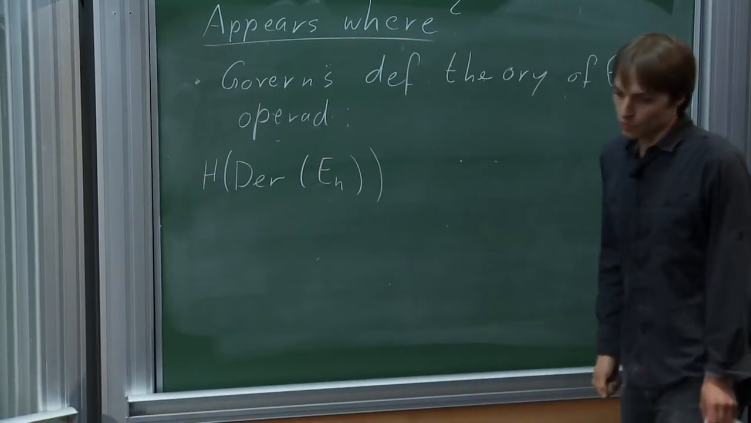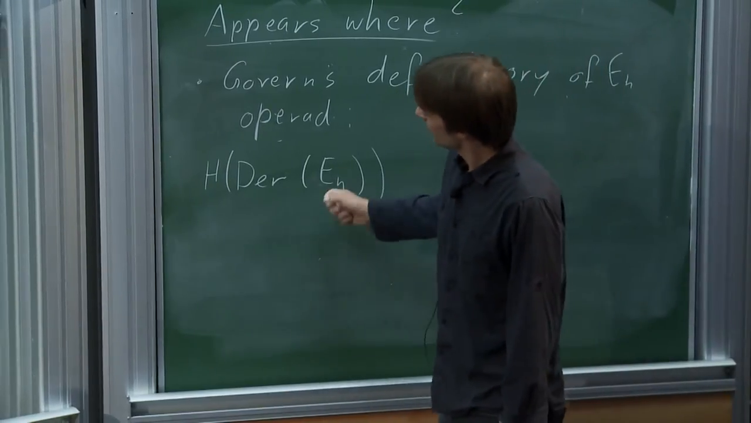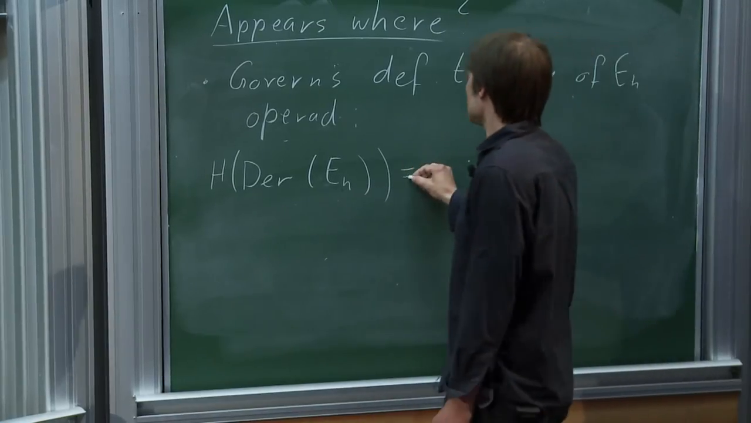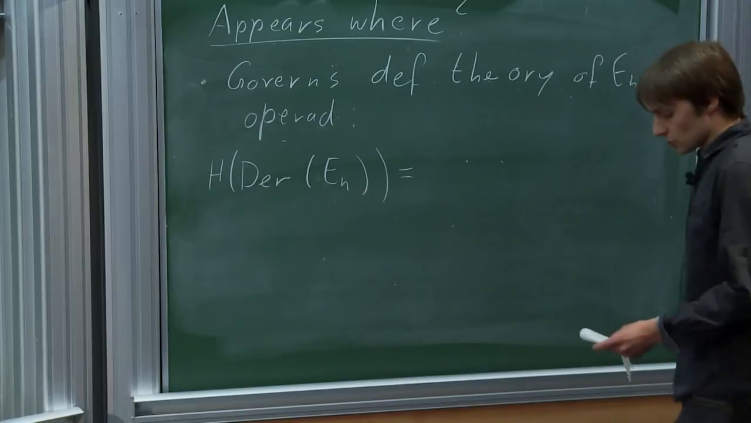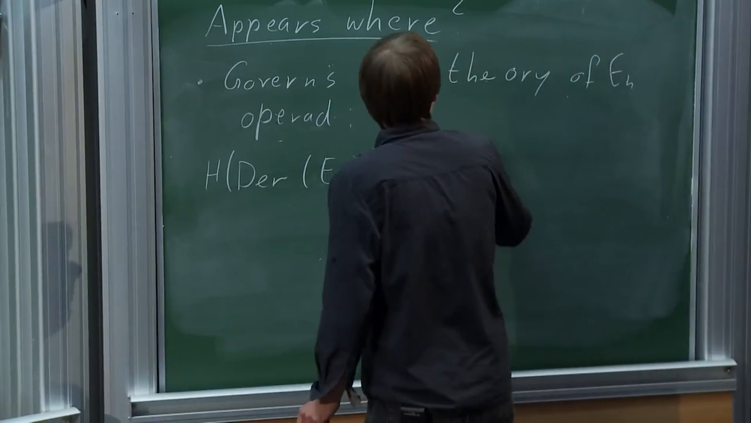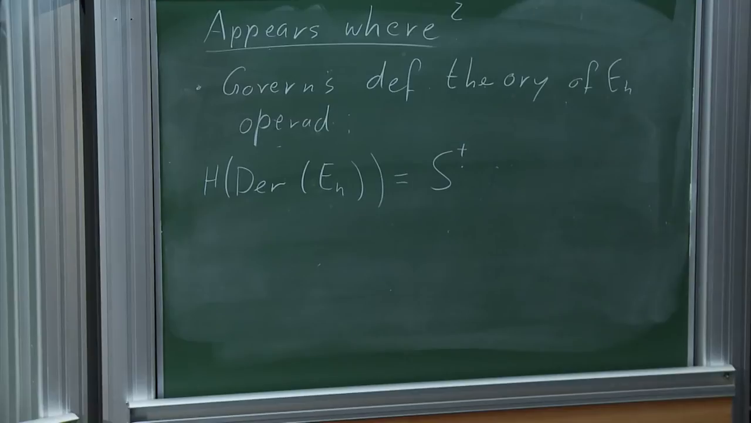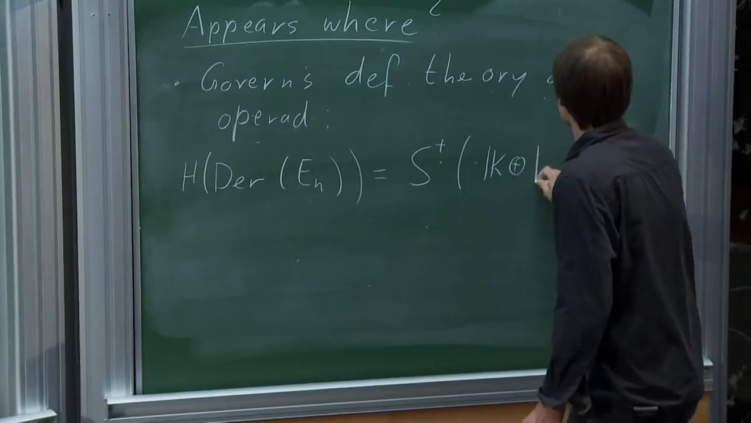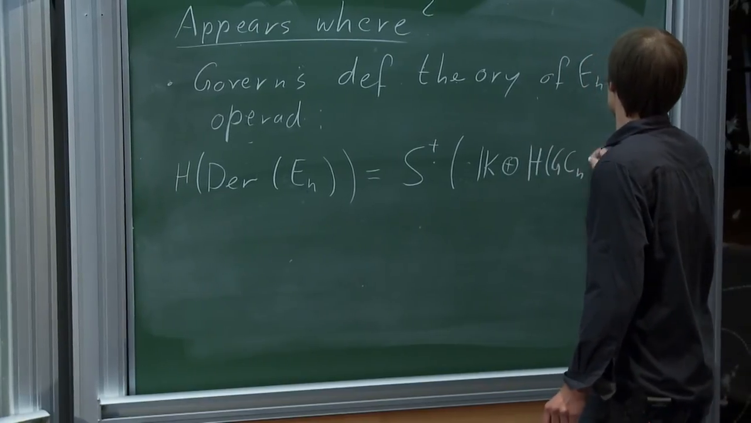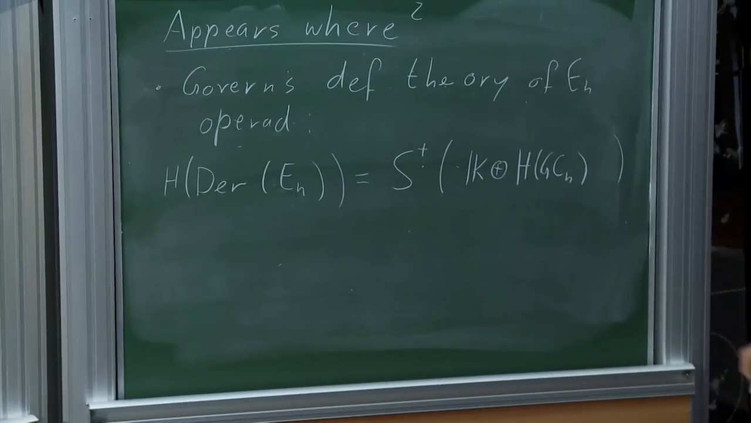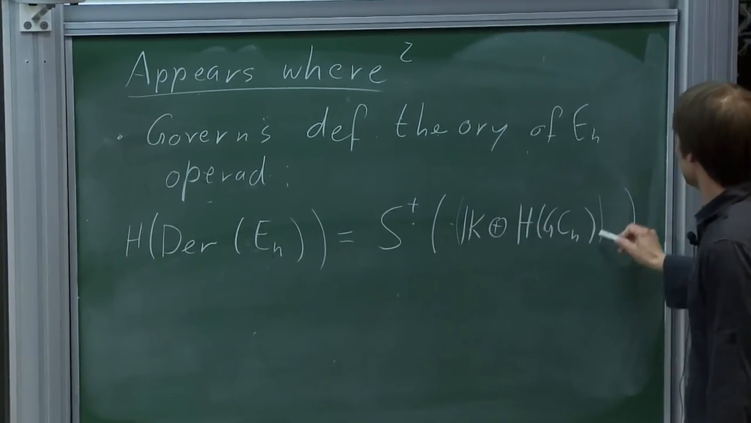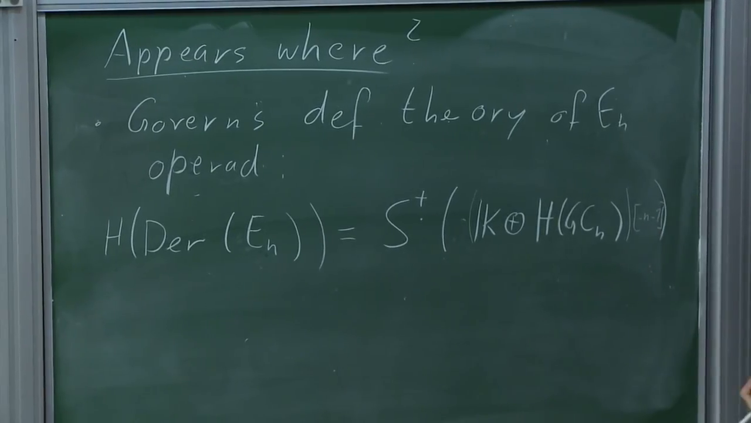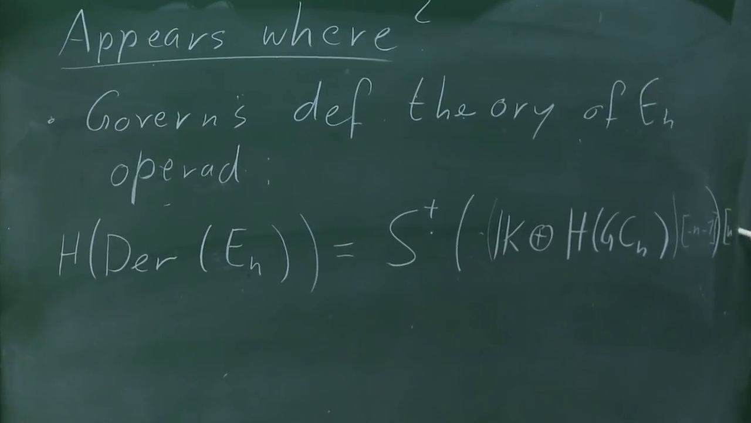So you can take some cofibrant replacement for this E_n operad. You can take the complex of derivations and you compute its cohomology. And this can be expressed through this graph cohomology. So it's some completed symmetric product space in one class plus the graph cohomology up to some degree shift that I will just insert. So here you have a degree shift by n plus 1 units, and then you have to shift back afterwards.